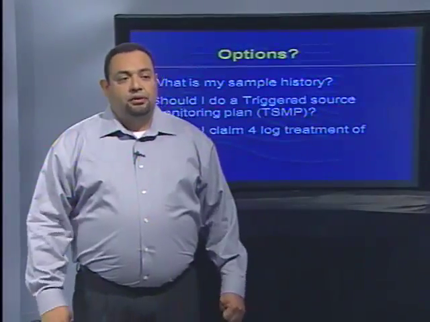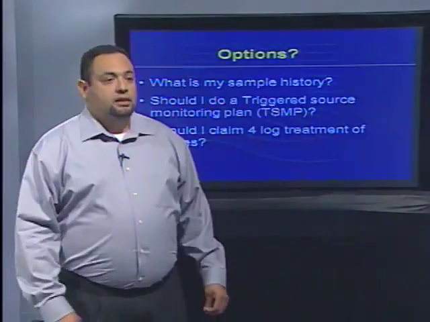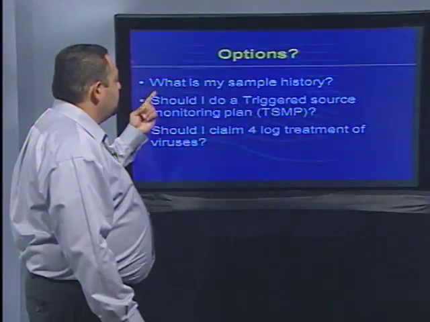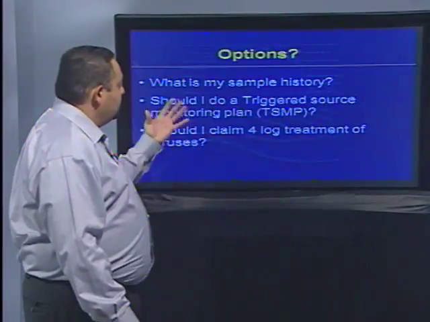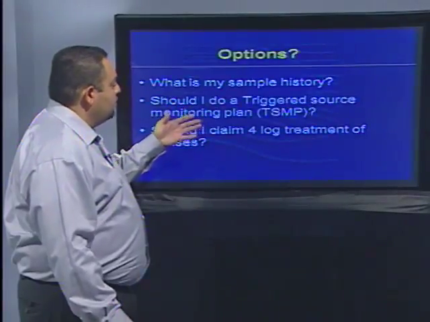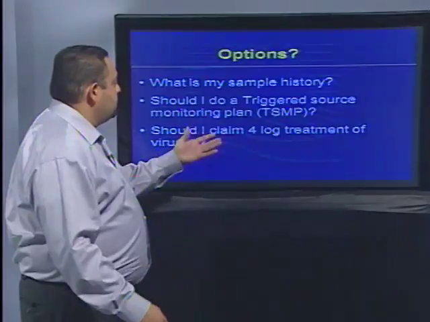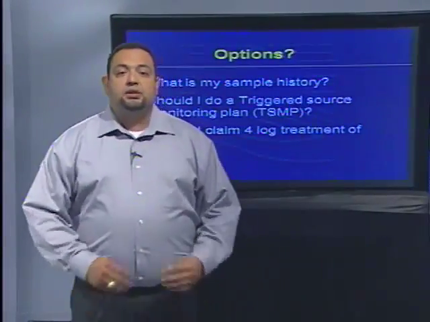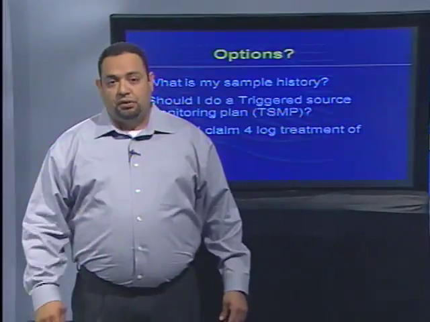So again, the three important questions that you can narrow it down to are these three. Number one, what is my sample history? And this is going to be a very important question for you because it will help you decide which option is going to work best for you. Now, just because there are these three options doesn't mean that you're not going to use a combination of these, or you may only use one, or you just may want to not even worry about these options. But these are the questions that you want to ask yourself, and answer them as best you can so that you can pick the best option for your water system.